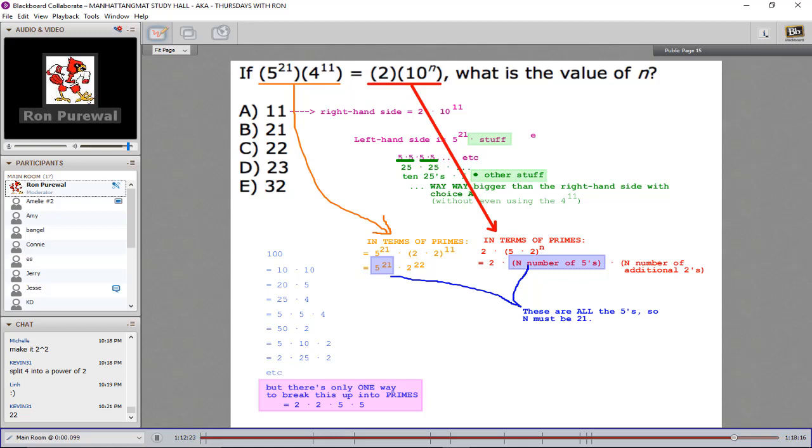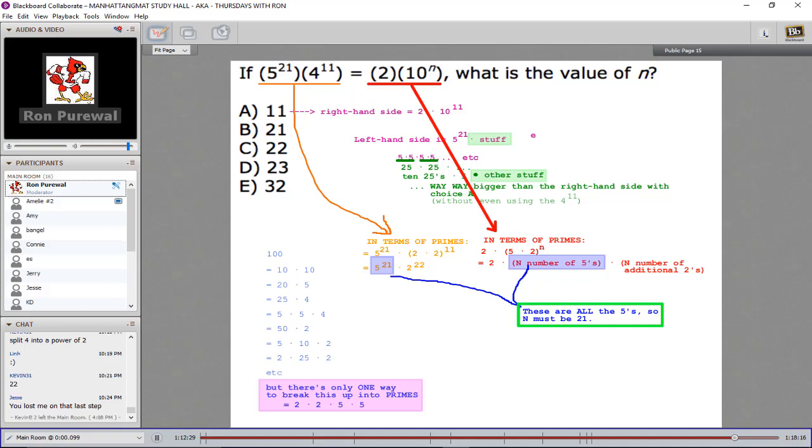If you want extra reassurance of that, you could also look at the last step. If you think about writing all this out, the point is that these factorizations have to be the same. If you actually wrote out all the 5s and 2s, you would have to have the same number of 5s on each side, and the same number of 2s on each side. Smiley face, if that makes sense.